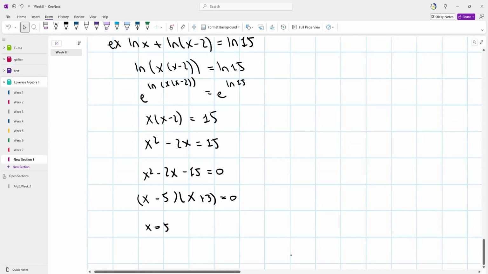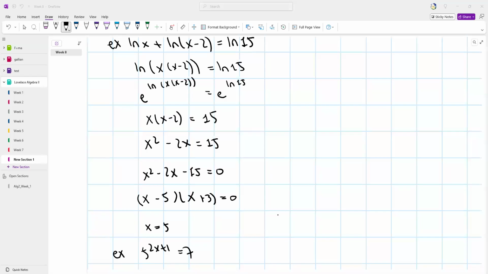Okay, so I guess our last example is a little bit complicated, or not really, but the solution is kind of hard to think of. So it's 5 to the power of (2x plus 1) is equal to 7 to the power of (x minus 2).